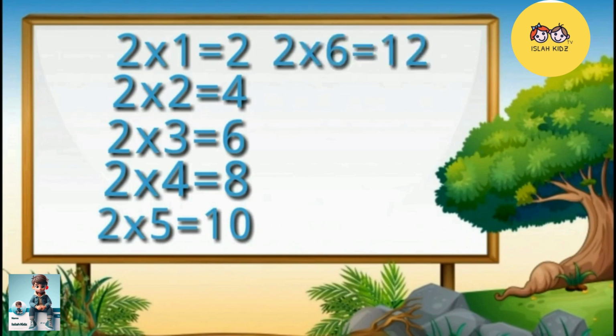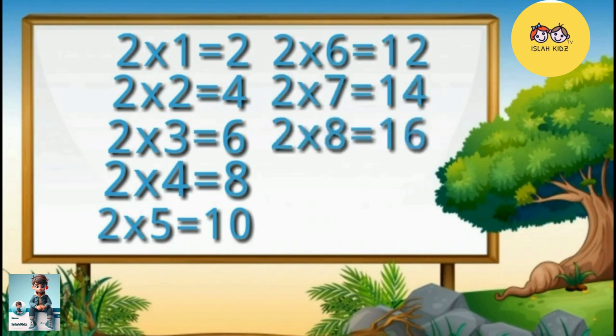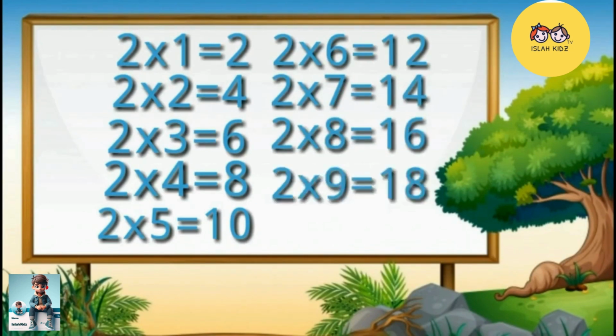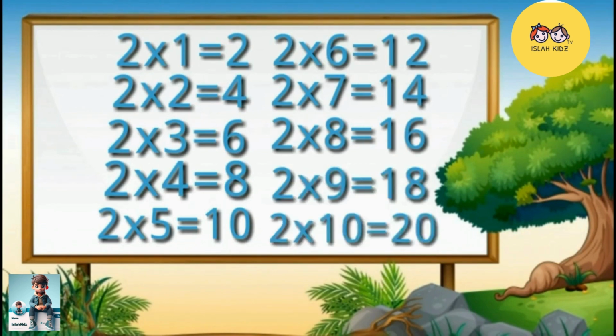Two sixes are 12. Two sevens are 14. Two eights are 16. Two nines are 18. Two tens are 20.